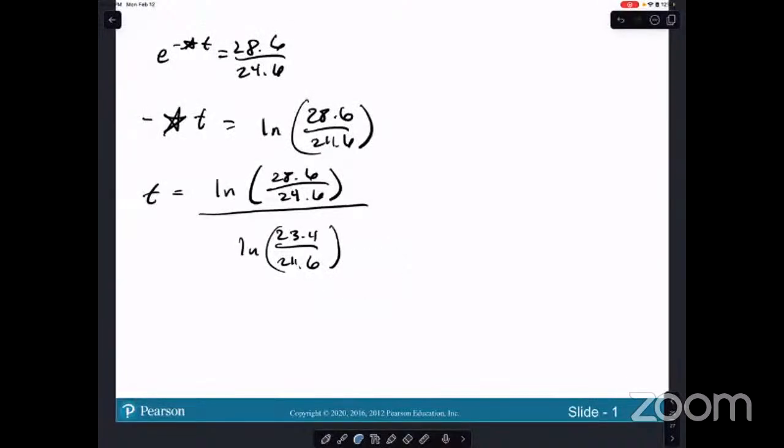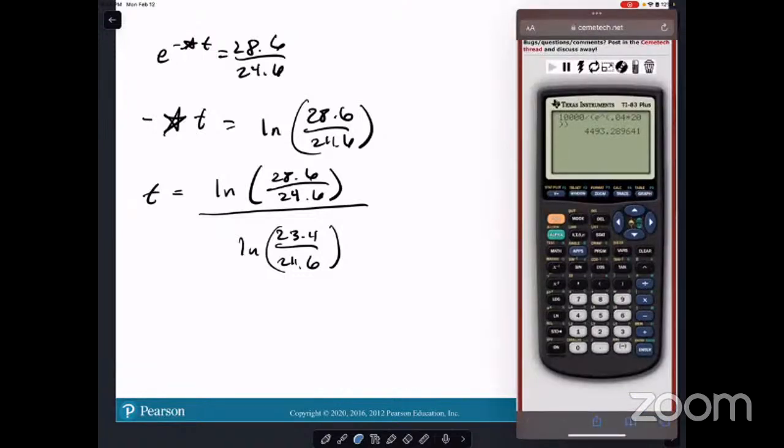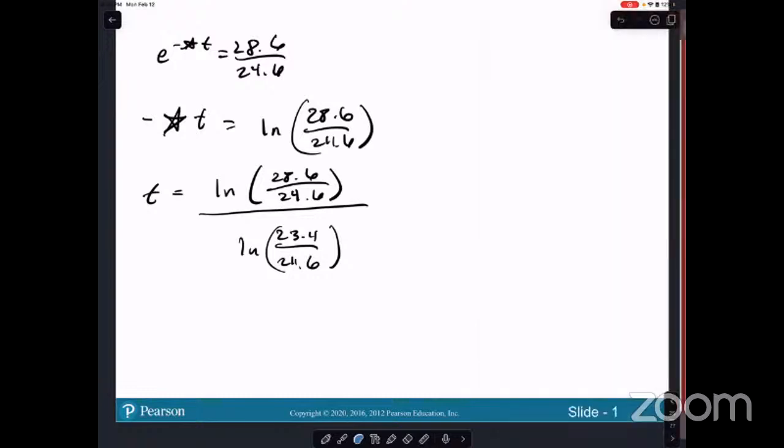Okay, so now we got to the bottom of it. It was a little bit choppy, but we got there. What's the time? And it's just about time for us to go. Let's see if we can get this number to work. 28.6 divided by 24.6. And then that log divided by 23.4 over 24.6. Okay. What are we missing? 28, 24, 23.4 over 24.6. Something seems off. I don't know if that's right. And we're kind of short on time. Let me see. Let me go back and look real quick.